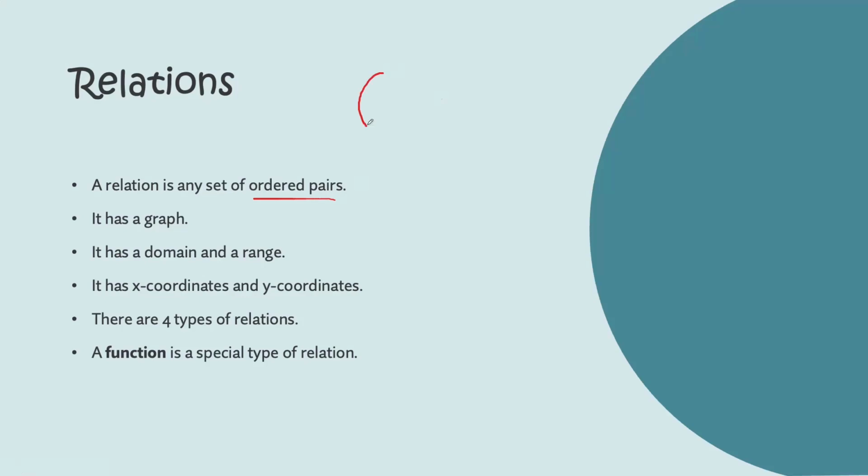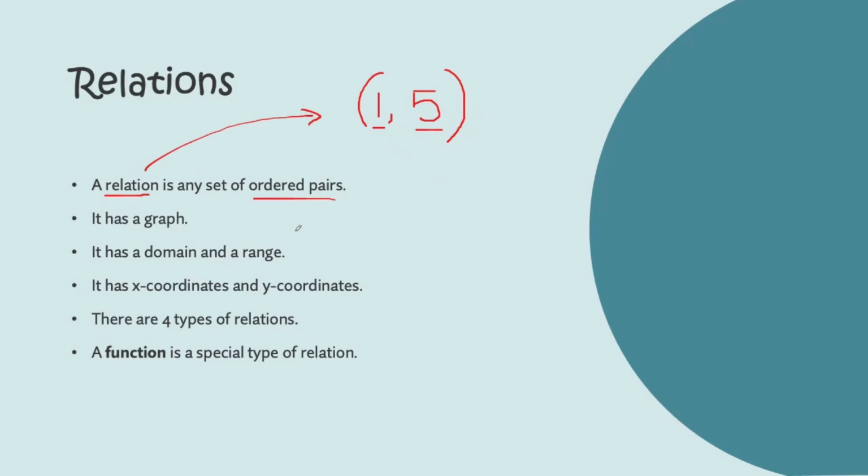So let's say I have a coordinate (1, 5). Ordered pairs are basically just coordinates, because this pair is showing us a relation. It's showing that when our x value is equal to 1, our y value is equal to 5. Or when our input is 1, our output is 5. So it's giving us a relation between the input and the output. That's what a relation is: any set of ordered pairs or any set of coordinates.